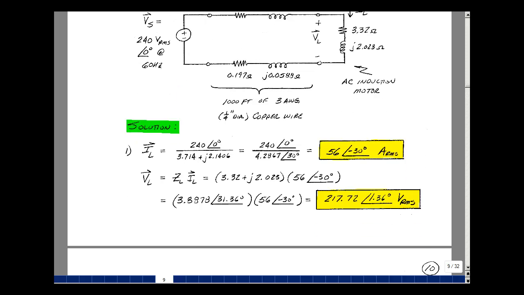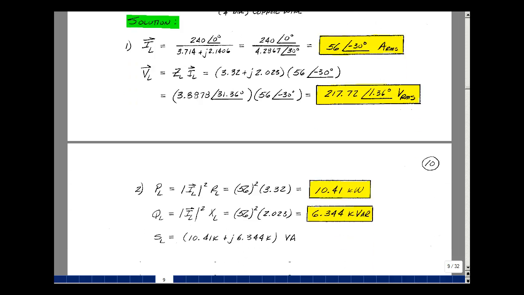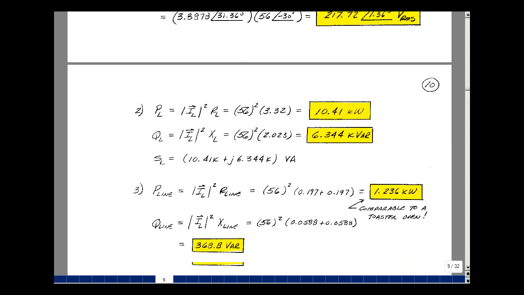So what I want to show you is the dramatic consumption of power of the wires. So let's calculate, first of all, the real and reactive power of the load. From our previous formulas, that's going to be the magnitude of the current squared times R sub L, which is 56 amps, 3.32. And that's going to be equal to 10.41 kilowatts. Again, the units on the real power is watts. The reactive power is magnitude of the current squared times the reactance, X sub L. So 56 squared times 2.023. And that's 6.344 kilovars. And again, the unit here on reactive power is vars. And so our complex power is the real plus the imaginary, and that's going to be in the units of volt amperes.